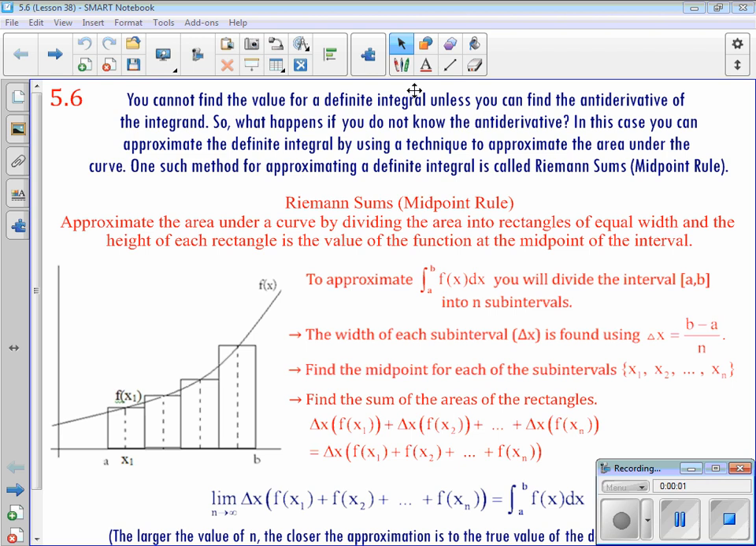Okay, 5.6 is going to be a little bit different. You know how we were finding the area under the curve and we found the exact area? This is kind of almost going backwards. We're trying to find an approximate of this, okay?